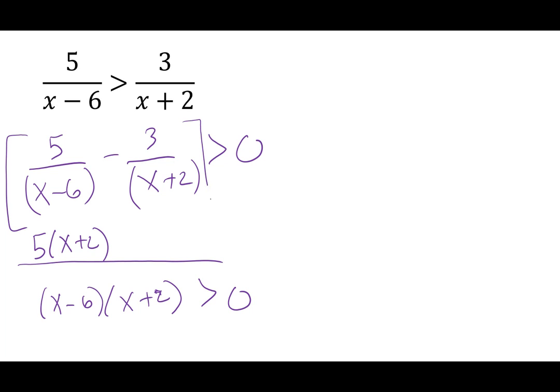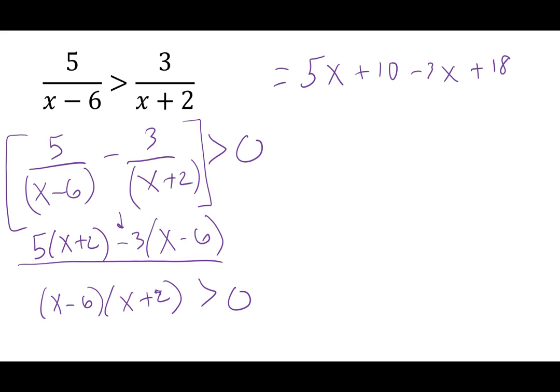Then you're going to have to multiply this second quantity here, so negative 3 times (x minus 6) over (x minus 6). Let's go ahead and distribute in the numerator. So in the numerator, that's going to be 5x plus 10 minus 3x plus 18. Make sure that you distribute this negative. So in the numerator, that is going to give me a 2x plus 28. If I factor the numerator, that's 2 times (x plus 14).